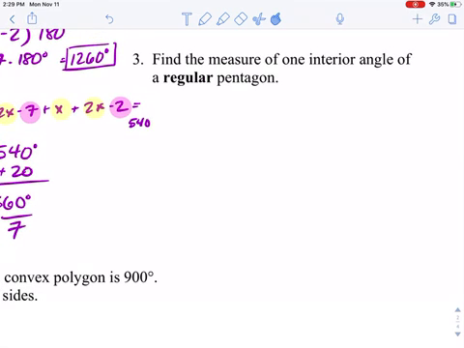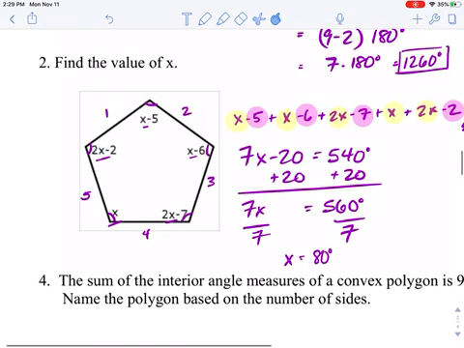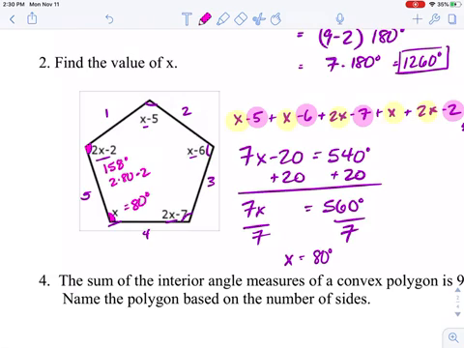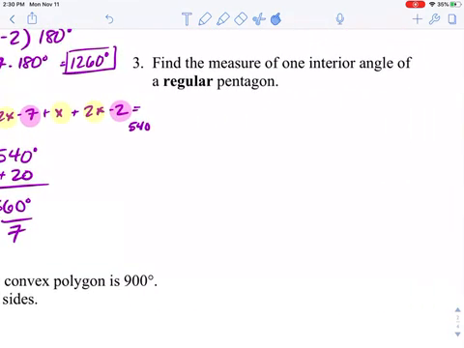Let's try question 3. Find the measure of one interior angle of a regular polygon. Now, this last picture looked regular, but it turns out that it's not. Be a little bit careful here, because all of these sides look the same in this diagram. This one looks the same as this one, but it's not. And I know that because x is 80 degrees, 2x minus 2 would be 158 degrees, or 2 times 80 minus 2. So this picture is really not accurate. It actually looks like what number 3 should look like.